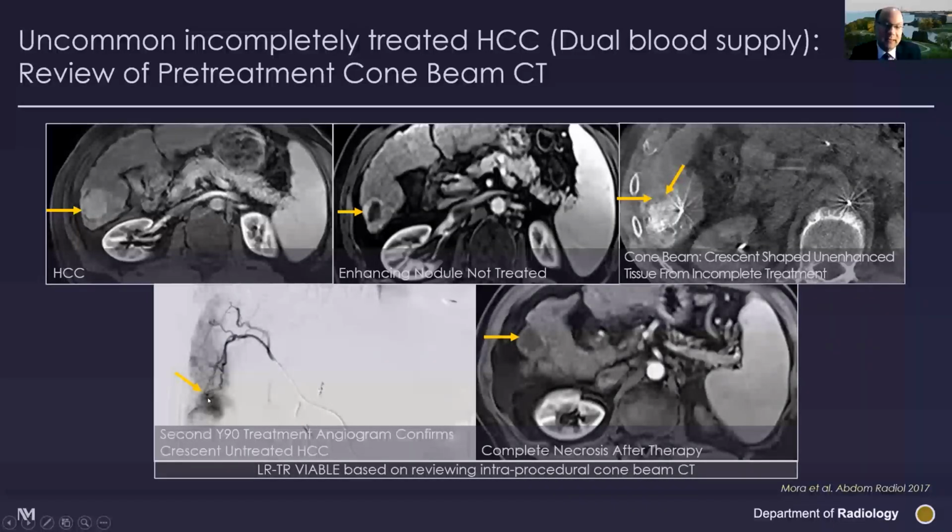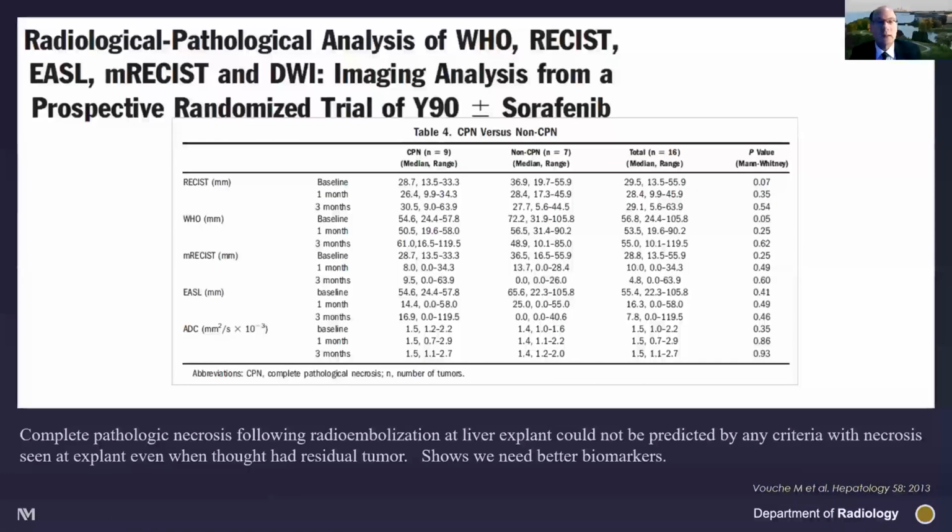So they actually went back in and found a different feeding vessel, which sometimes can be hard to find. But you could see that after following that therapy, there was complete necrosis. So even though there's a nodule enhancement, that is one of the things that I do like to look for, especially to see if it was completely treated or could there be a different blood supply. This was another study that we did. We looked at patients, we looked at all the different criteria.